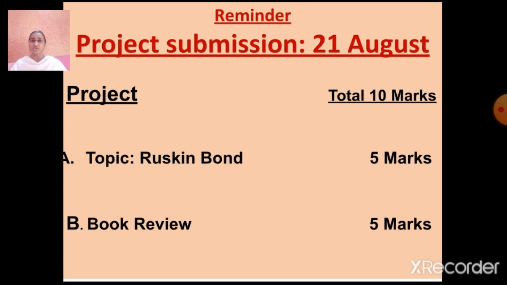Yes students, do you all remember this? Yes, this is your project which was given in the month of May, which carries 10 marks. The first topic is on Ruskin Bond's life, which is for 5 marks. Then the next is the book review, which is again for 5 marks. So the total is 10 marks. Now for more details, I would request all of you to watch the project video. Alright. Now students, this is a gentle reminder to complete this project and submit it on 21st of August, again in PDF form via email.